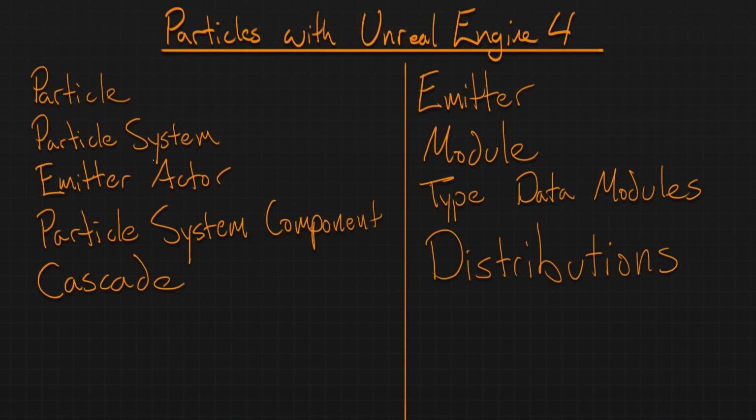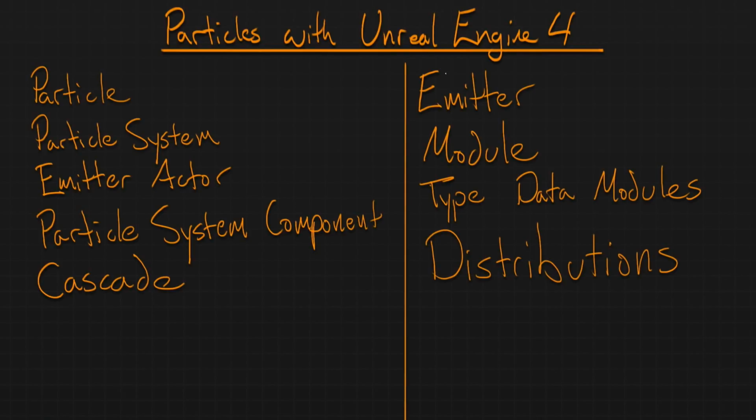Okay, so with that, we have covered all of the key terminology that I want you to know in order to really utilize the particle system in UE4. So you know what a particle is. A particle system is going to be the asset that sits in your content browser. The emitter actor is the actor in your scene that is going to hold a reference to a particle system so that you can put particles into your scenes. Particle system component is a component inside of a blueprint that holds a reference to a particle system. Cascade is your particle editor in Unreal Engine 4. You're going to play with that a lot as you create various particle effects.